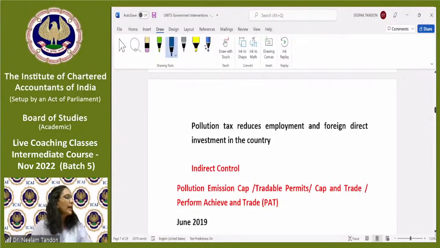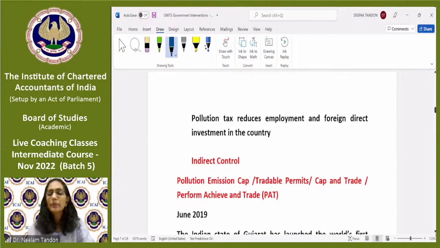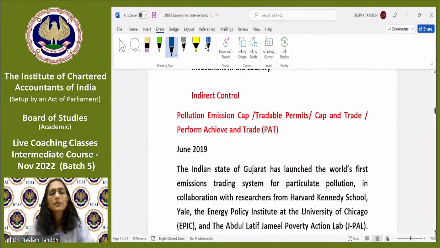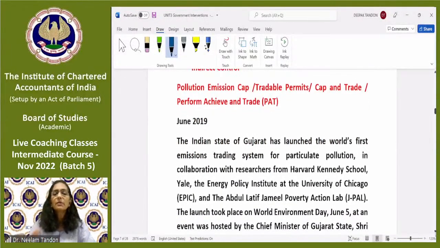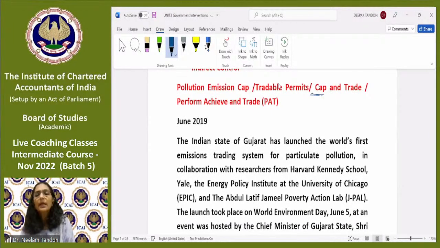Okay, so they have adopted another method to go for controlling pollution. That is known as cap and trade. Cap means fix the limit, fix the upper limit, and then go for trade. So what they have done is they've gone for giving permits. Okay, and this has happened in Gujarat. Gujarat implemented this in 2019, tradable permits. So what exactly do they do? There are a group of industries.